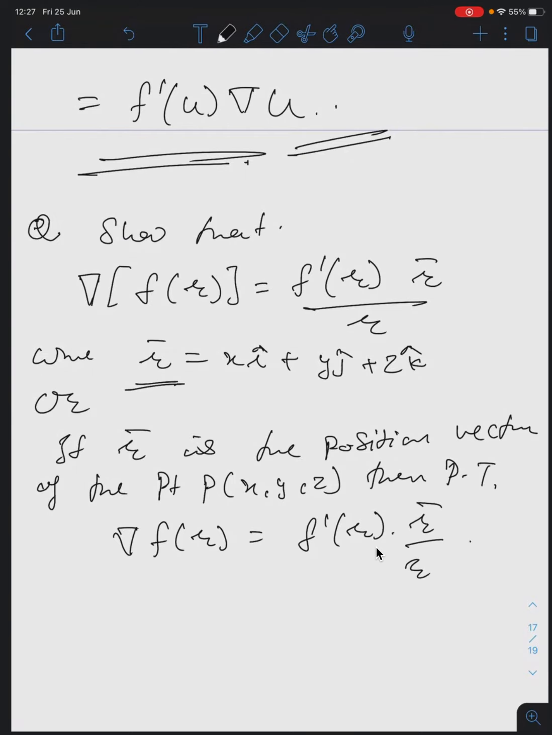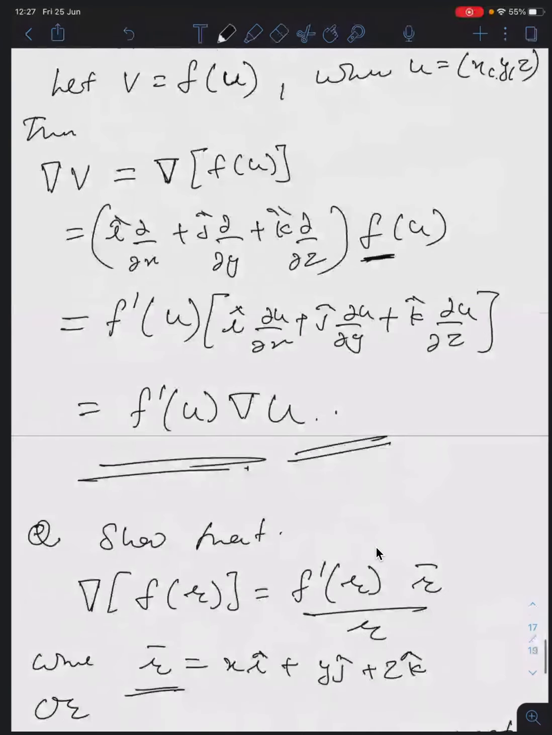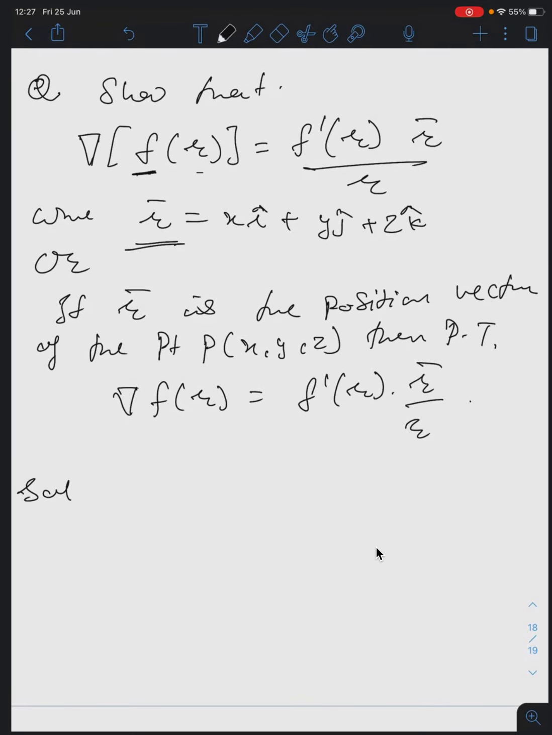The same question in another form is written. So in another form, though it is not mentioned what is r bar, you should know what r bar is. R bar is xi plus yj plus zk. Got it, all of you? Now let us prove this statement. Here, is it not a function of function? F is a function of r and r is a function of x, y and z. So you are calculating gradient of function. Understood? Yes, ma'am.